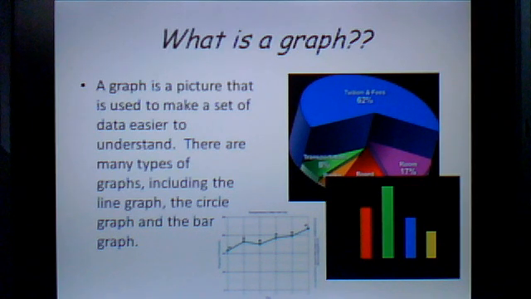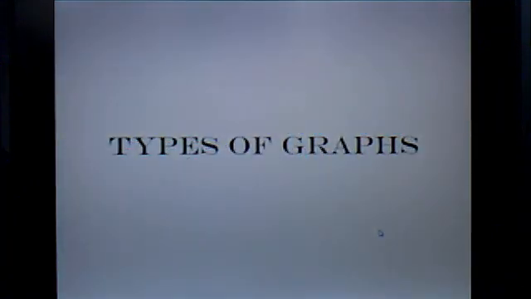So if you look at this graph, this is a circle graph. It can also be called a pie chart. This one isn't made in Excel, and neither is this one. Anyway, so types of graphs.